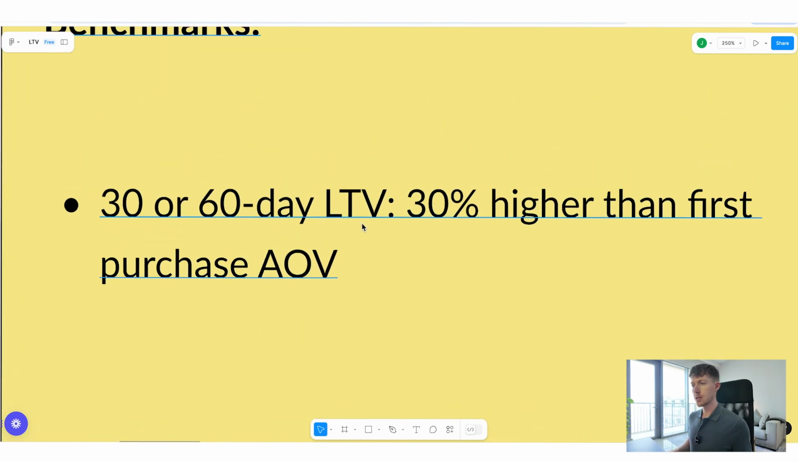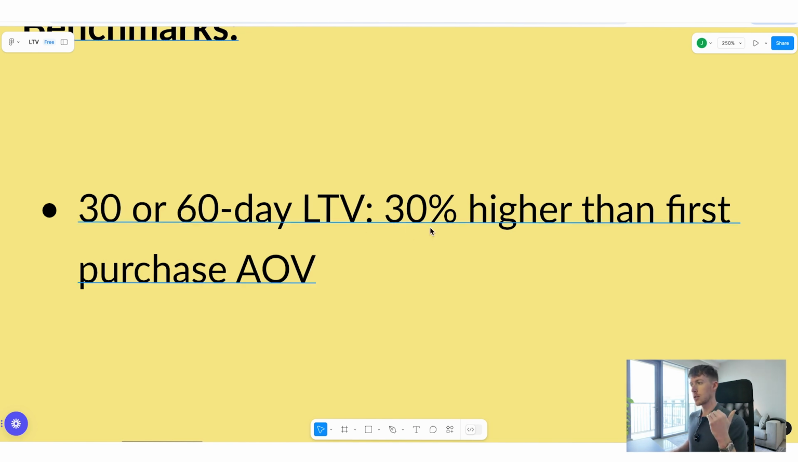So for a 30 or 60-day LTV, the benchmark, the gold standard, is 30% higher than the first purchase AOV. So let's just say that your first purchase AOV is $100. To get a 30 to 60-day LTV that is 30% higher than the first order AOV, you would need $130 LTV, right, for 30 or 60 days.